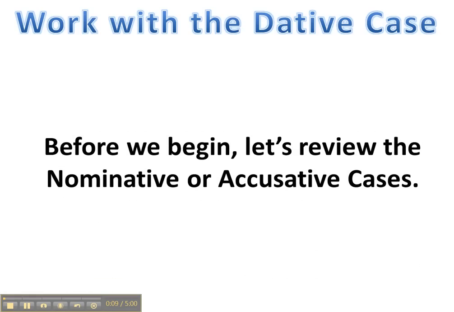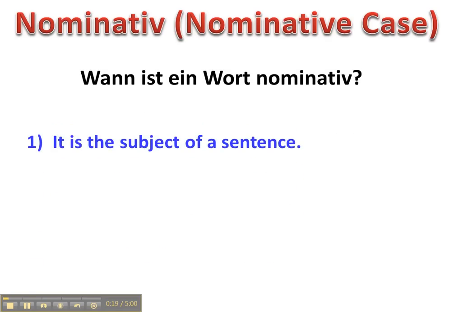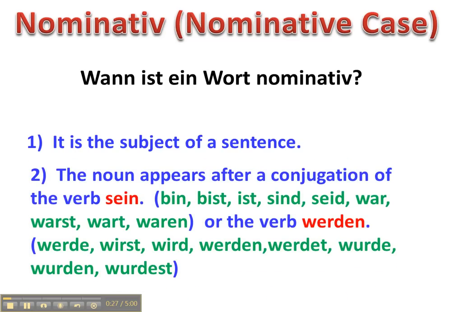But before we work with the Dative Case, let's review what we know about the nominative and accusative cases in German. So the nominative case, remember, is when a word is the subject of a sentence. It's considered to be in the nominative case. And then if the noun appears after a conjugation of the verb sein, that could be a present tense conjugation, such as bin, bist, ist, sind, seid, or it could be a past tense war, warst, wart, waren, or sometimes it comes after the verb werden as well, both the present and the past tense conjugations of that.